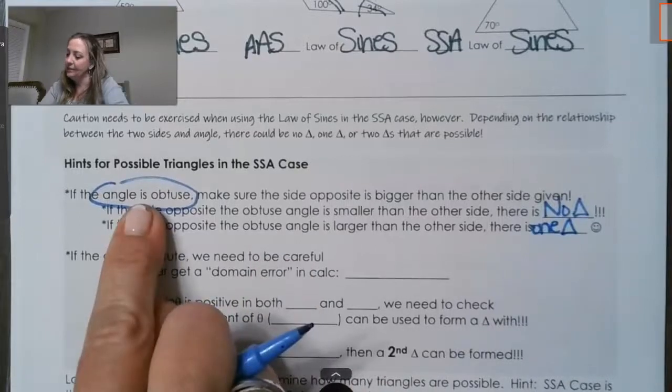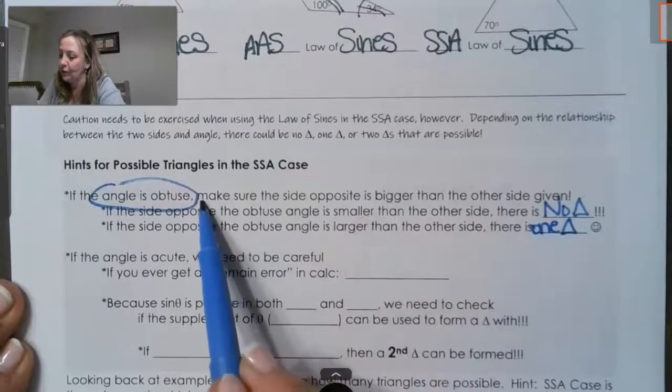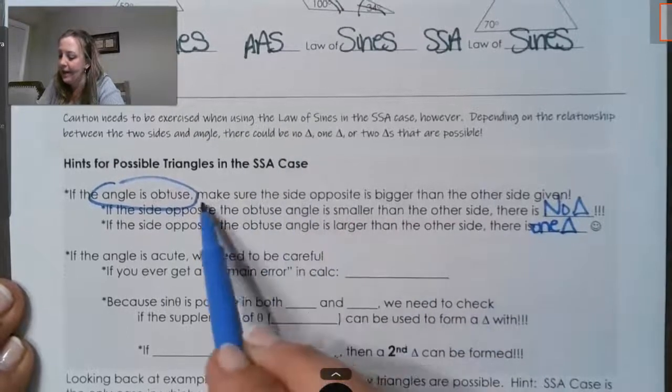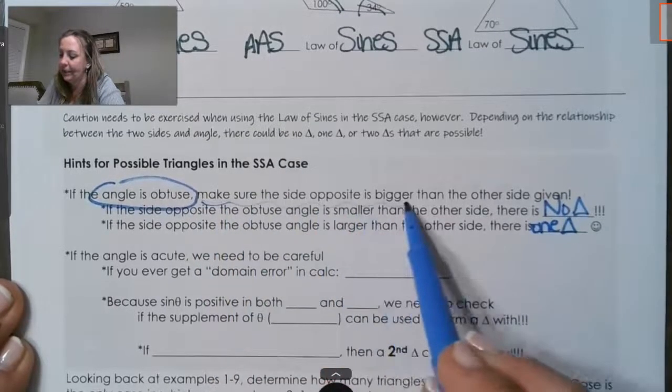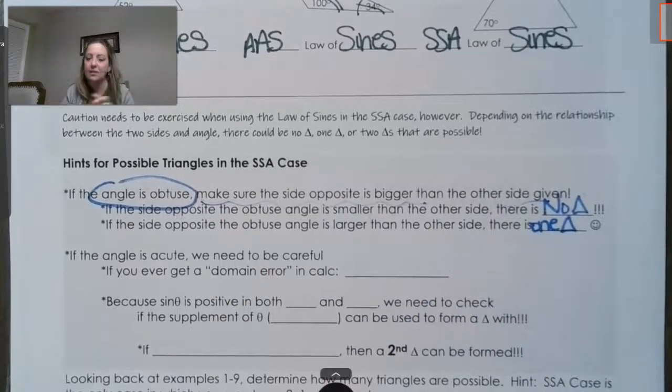So if the angle is obtuse, then we just double check. We make sure that the side opposite that obtuse angle is bigger than the other side that's given. Just kind of use our knowledge that way.